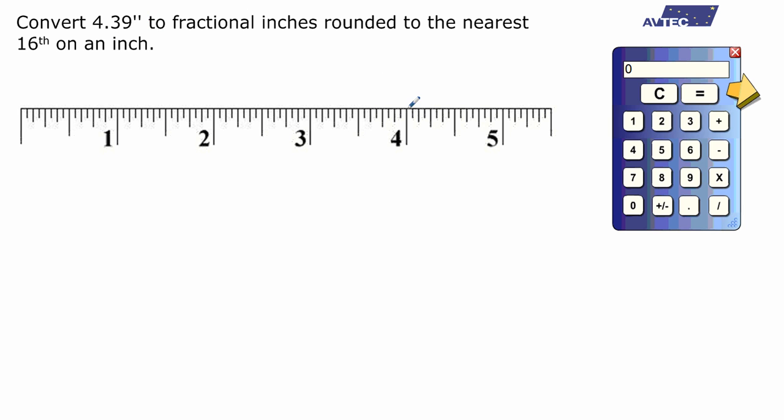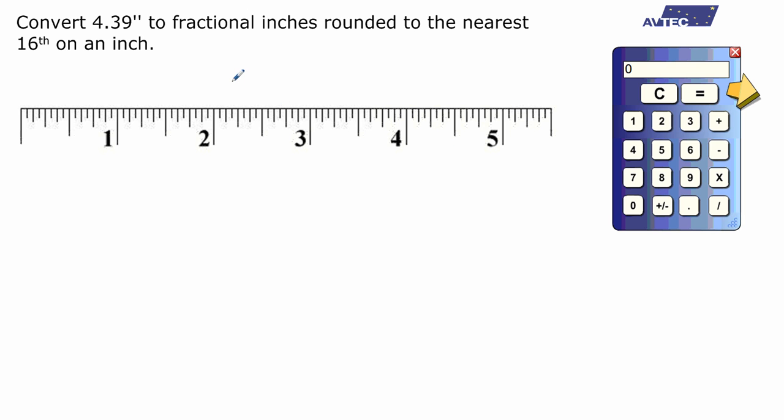So we can't really locate that on this tape measure. We could sort of estimate. This is 4 and then 39/100, so that's 39 out of 100 parts. If we wanted to estimate, we could say this is 4.5, and this would be 4.25. So we're somewhere in between. We're in here somewhere. But we need to figure out exactly how many sixteenths.